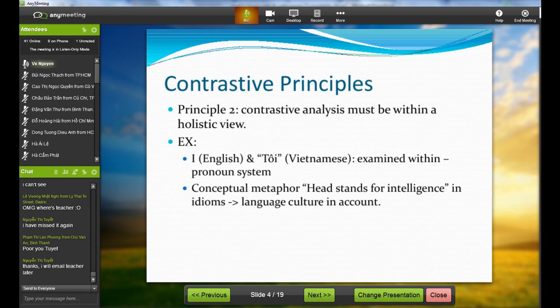Đó là một người rất là thông minh, sáng dạ. Then we come to the finding that, yeah, bụng đầy chữ. We come to the finding that in Vietnamese culture, the stomach is frequently used to refer to intelligence.